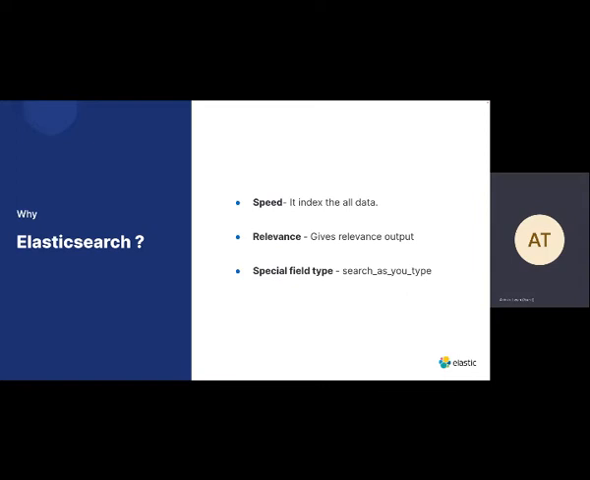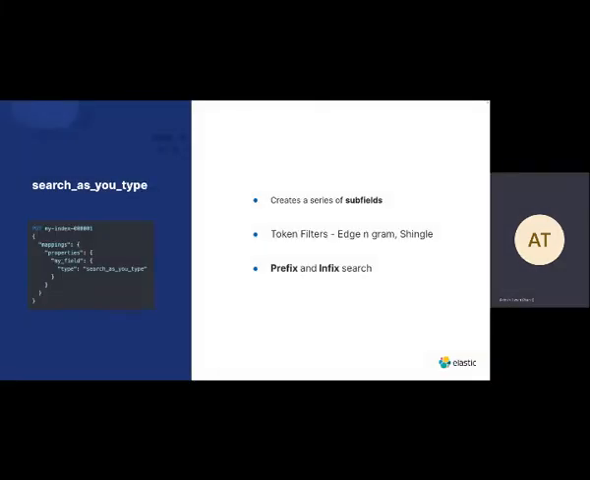Let me show you how Elasticsearch works. I have given the string "My name is Ashish." Elasticsearch is going to break all the words into tokens and filters, so it divides it into four words. You can achieve this by using different kinds of analyzers and tokenizers. It gives prefix and infix search.